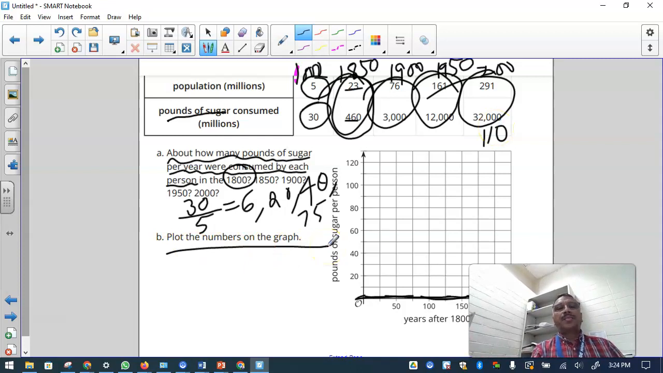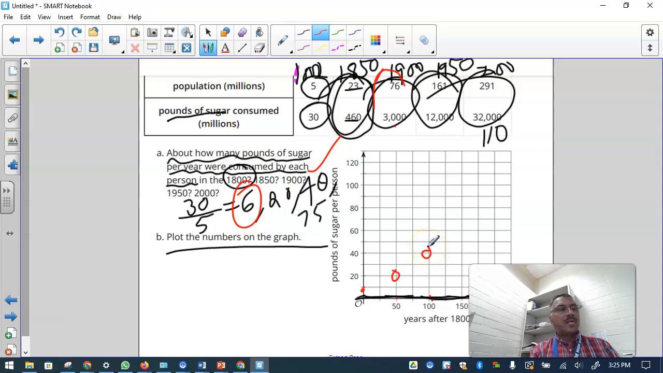So in 1800, it was 6. So this point, 6 will be somewhere here. And 1850 will be 20. So at 50, it will be 20 here. And then 1900 is 40. So this will be when you divide this. So that's 40, right? So this will be 40.